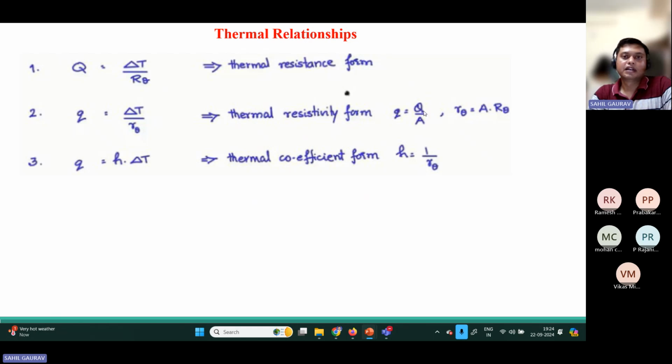Therefore, this R theta we call the thermal resistivity, and it will come as A times the thermal resistance. Now, how can you write it in thermal coefficient form? Then you can write small q equal to h into delta T, where h is the reciprocal of small r theta.